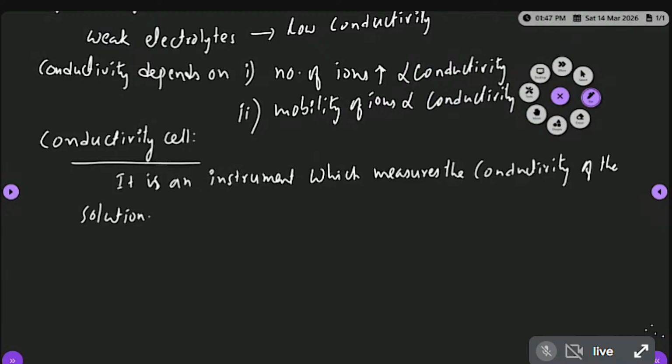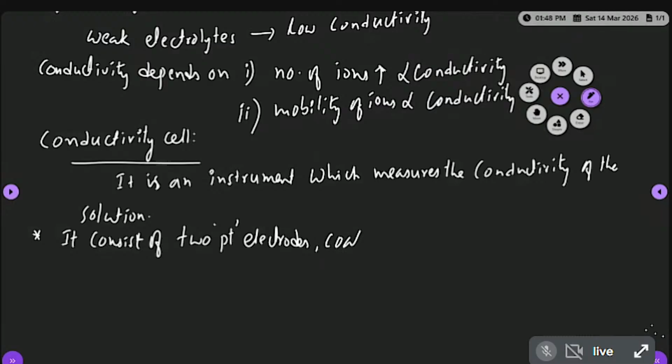See, here the conductivity cell consists of two platinum electrodes which are coated by platinum black. Okay, so it consists of two electrodes, two platinum electrodes, which are coated by platinum black.